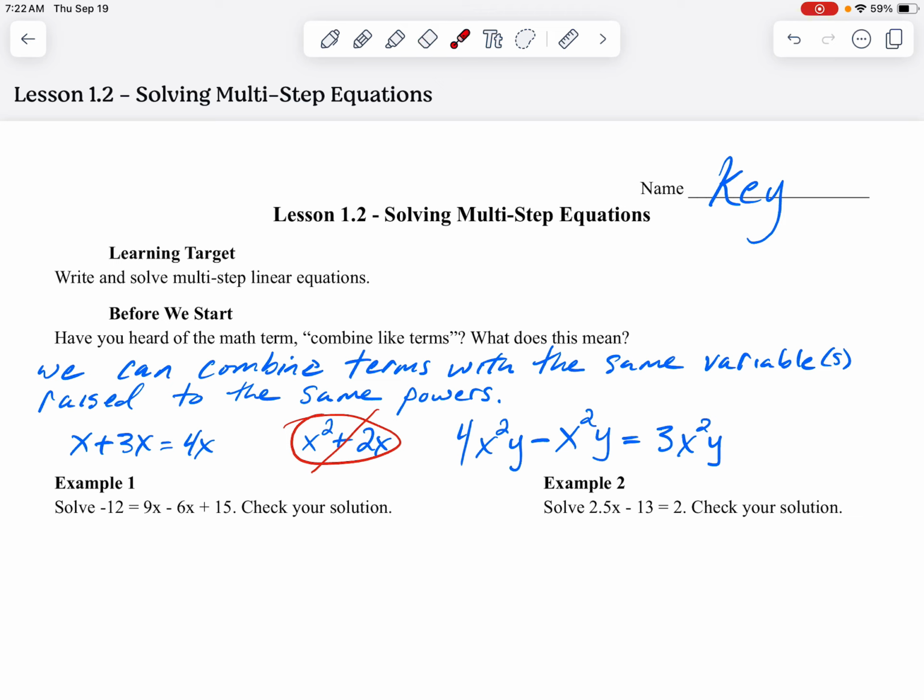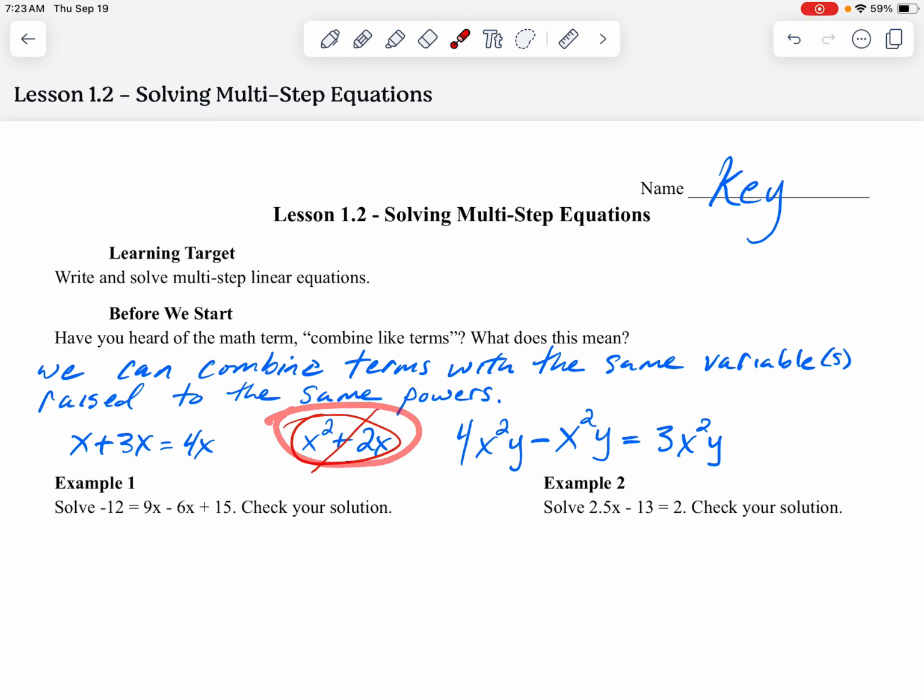So our definition here: when can we combine like terms? We can combine terms with the same variable or variables, there can be more than one, when they are raised to the same power. So for example, x plus 3x. I've got one variable. They are just raised to the first power. So if I've got 1x and I've got 3 more x's, I can combine those to make 4x.